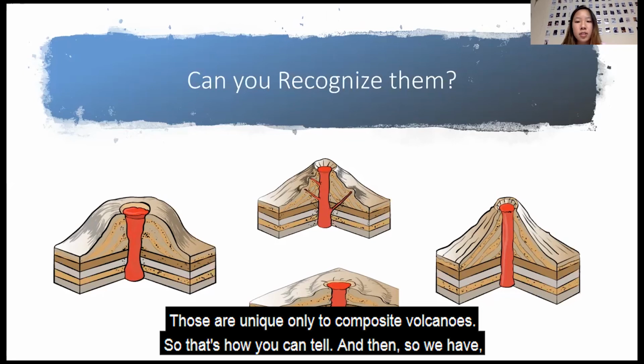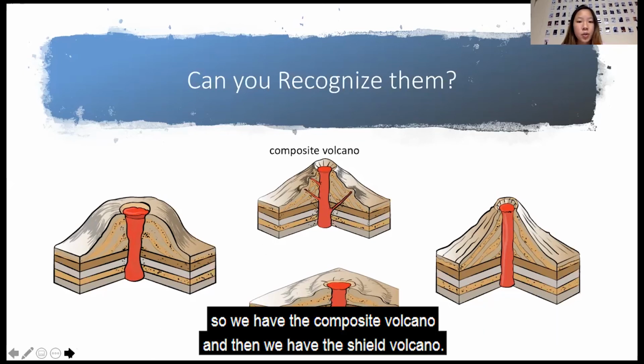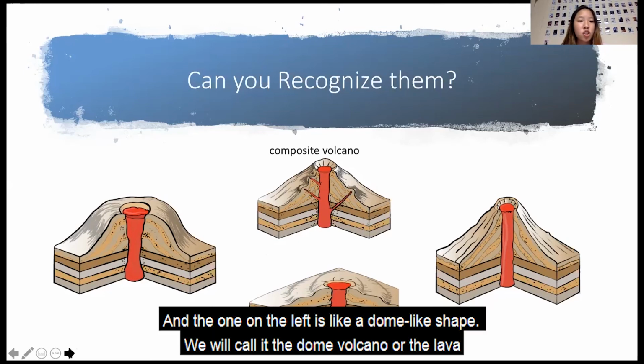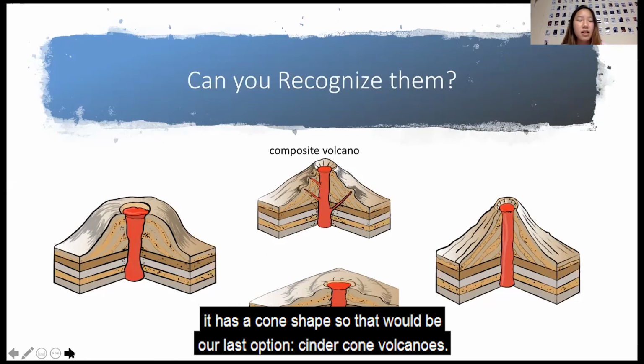And then we have the composite volcano, and then we have the shield volcano. And the one on the left is like a dome-like shape. We would call it the dome volcano or the lava dome. And then you could tell on the right, it looks like a generic volcano. It has a cone shape. So that would be our last option, cinder cone volcanoes.